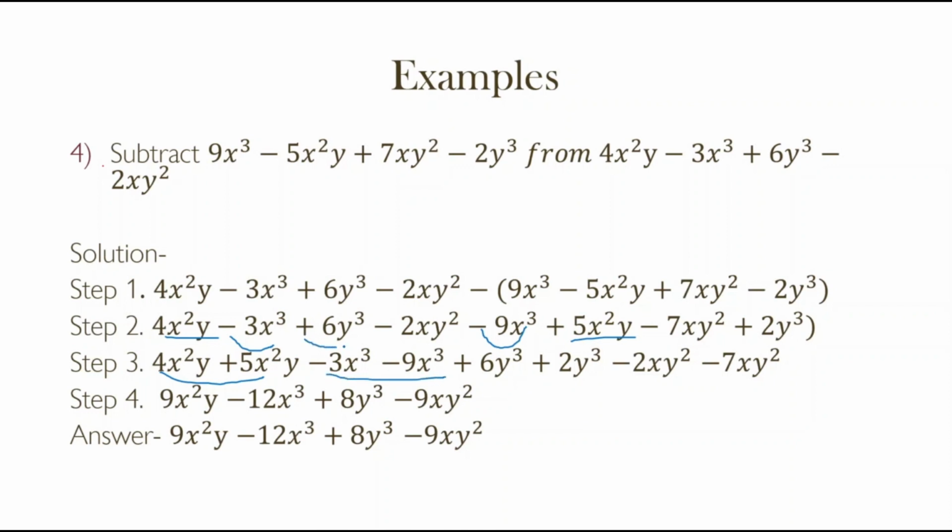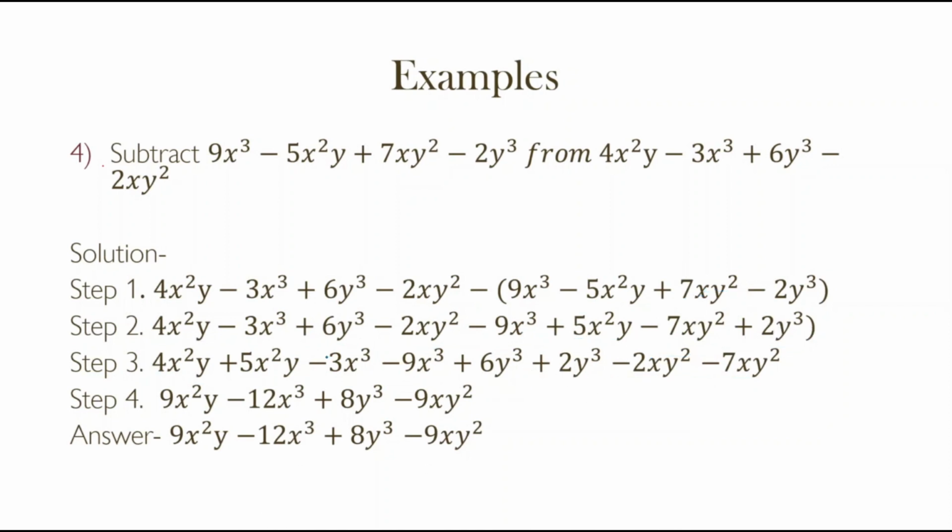Moving to the next term, there is 6y cube, and here it is plus 2y cube. So writing them together. And at the end, there is minus 2xy square, and there is minus 7xy square. So writing these two together. Now, how are we going to solve it? Let's see. 4x square y plus 5x square y gives us 9x square y, right?